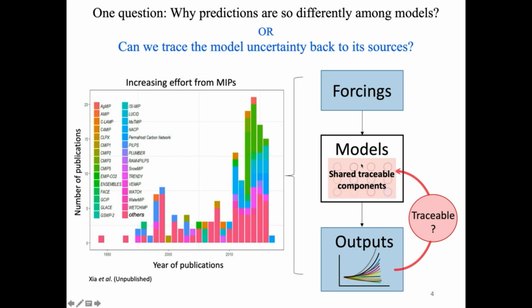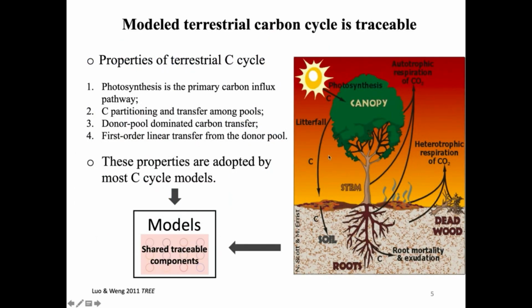The basic idea is that if there are some traceable components of the terrestrial carbon cycle, then we can trace the model outputs back to the sources, such as the model structures, parameters, and external forcings. In fact, the terrestrial carbon cycle is traceable due to its fundamental properties.